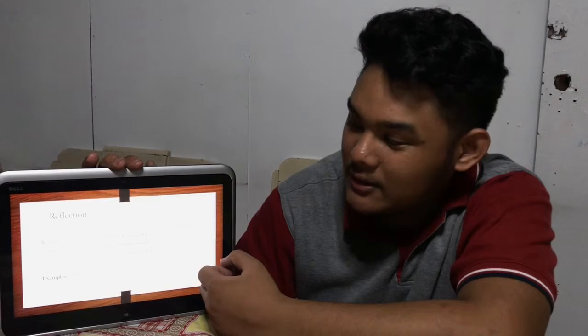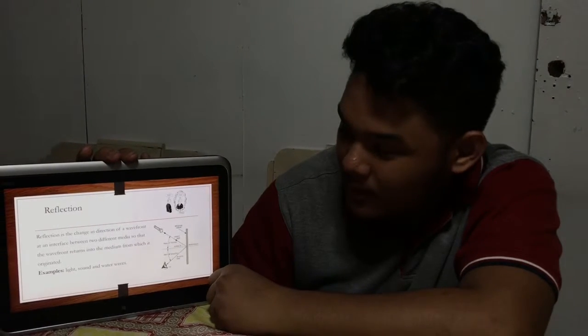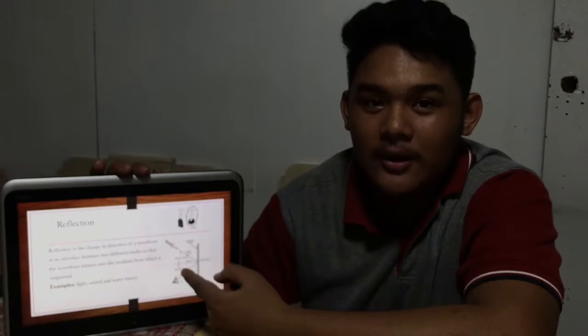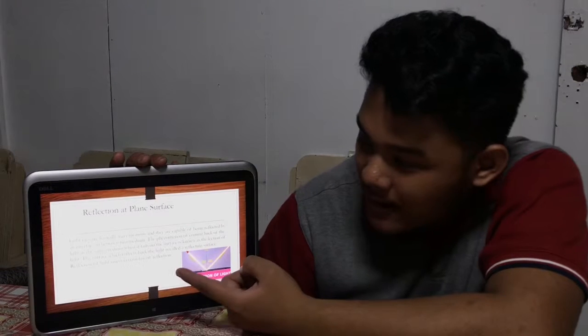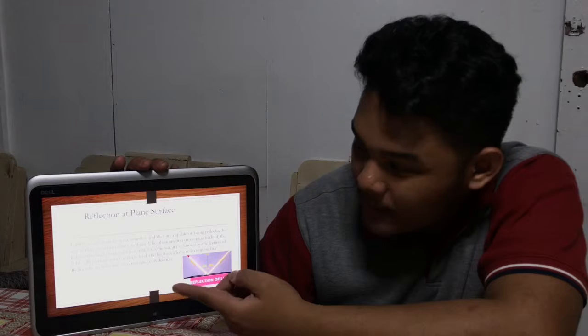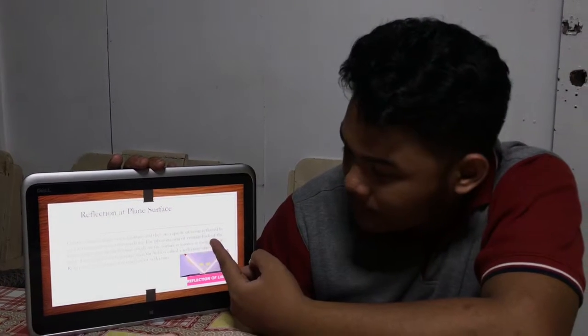First one is reflection. Reflection is the change in direction of a wavefront at an interface between two different media. An example of reflection is looking at yourself in front of a mirror. Reflection at plane surface: light rays are basically wave motion and they are capable of being reflected by an interface in between two media. The phenomenon of coming back of the light in the same medium when it falls on the surface is known as the reflection of light.